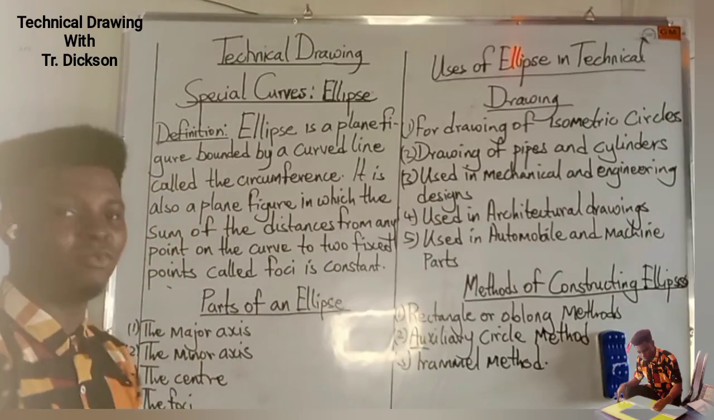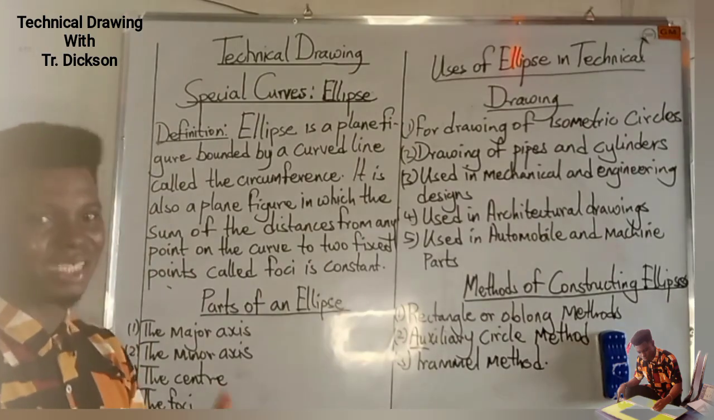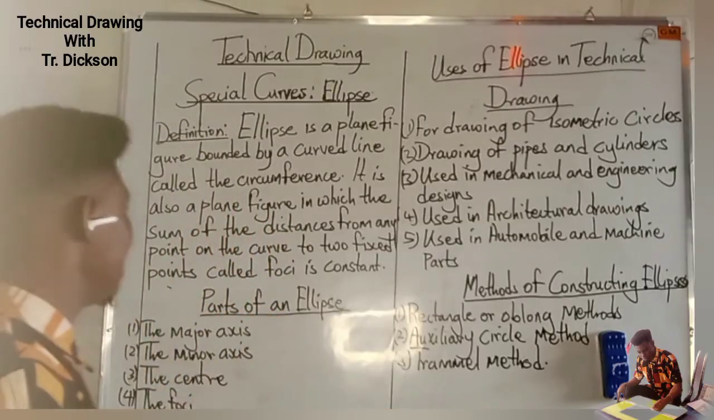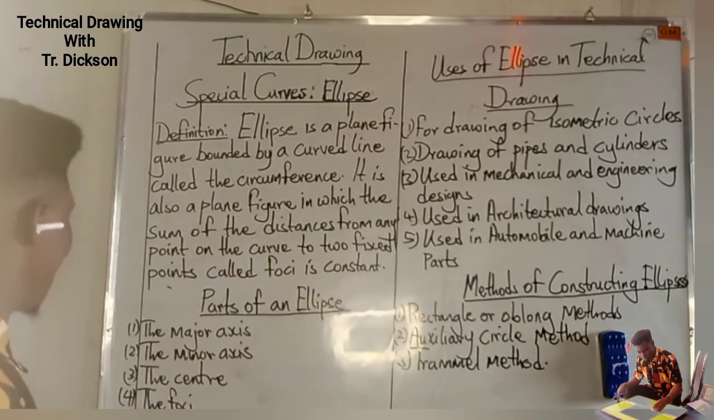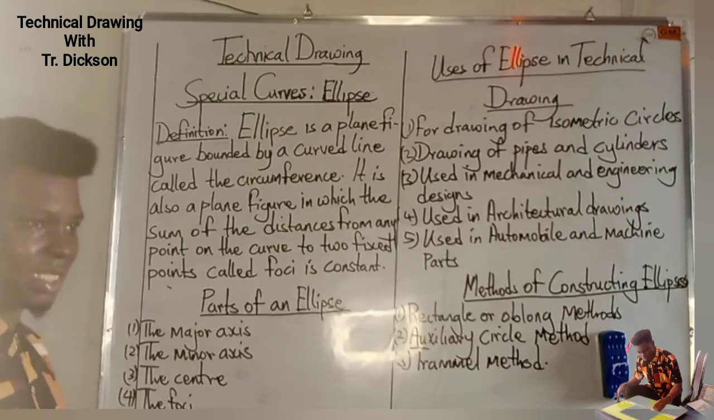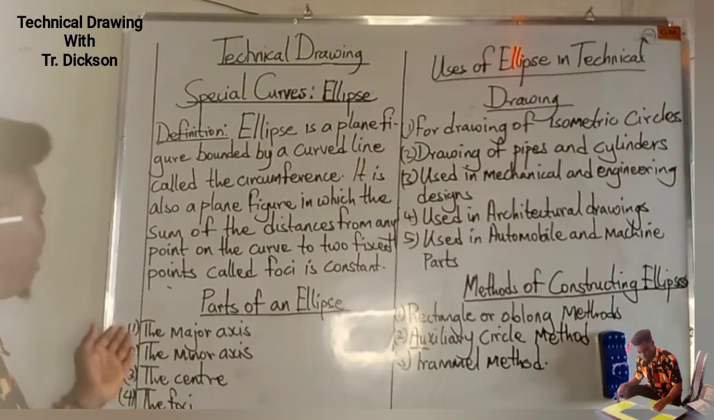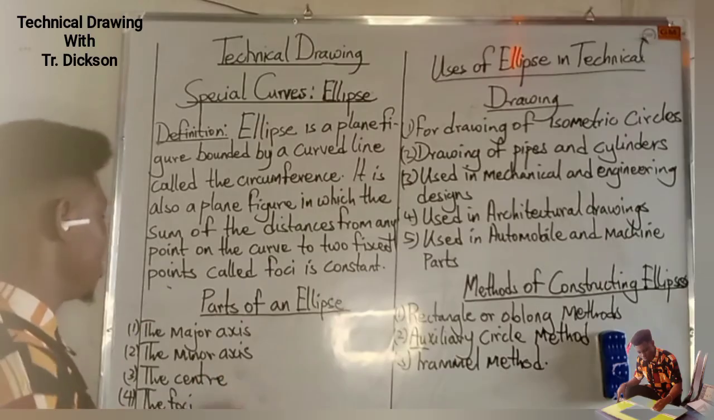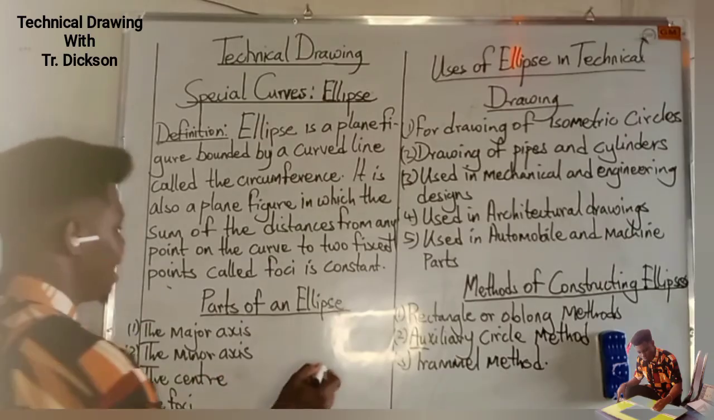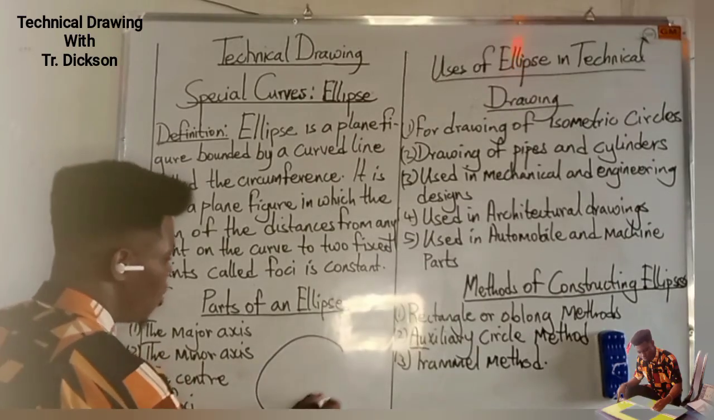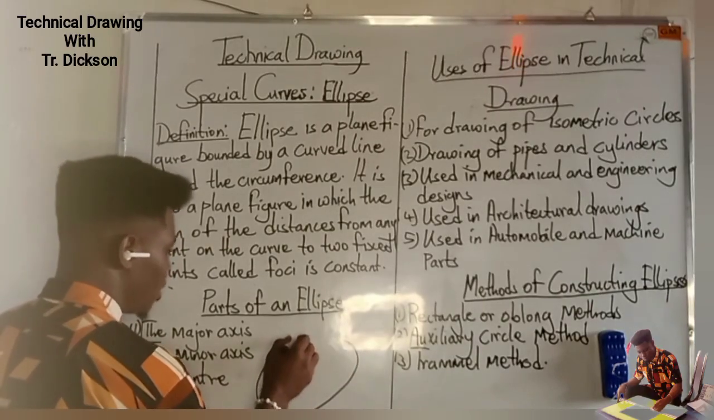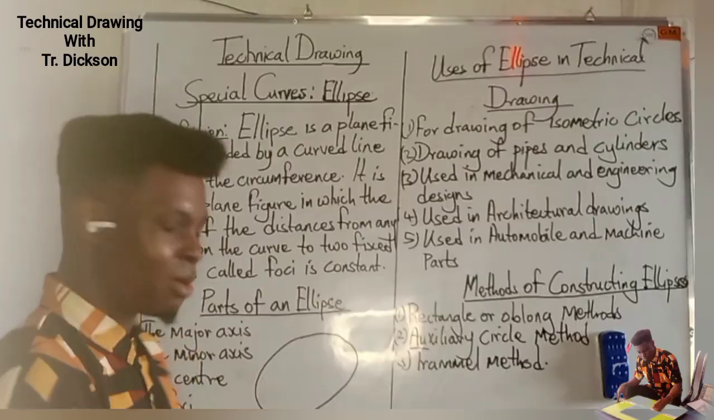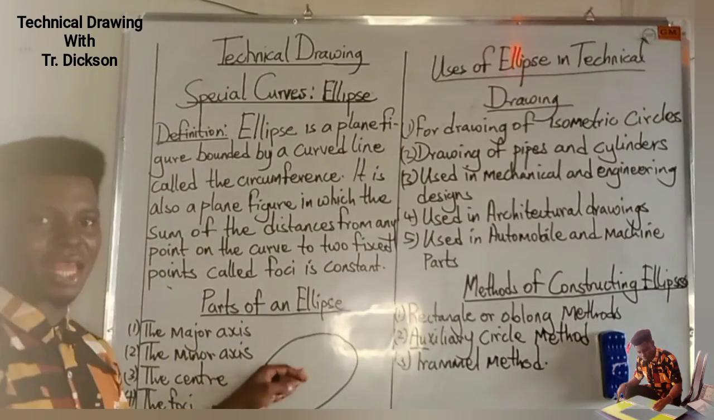In an ellipse, we have what we call the parts. Just like a circle has the circumference, the diameter, the radius, the chord, and so on, an ellipse also has parts, and one of them is the major axis. We also have the minor axis, the center, and the foci. Let me show a little of this. An ellipse looks much like an oval shape. Permit my drawing, this is a freehand sketch. When I do the reconstruction, we're going to get it right. It looks somewhat like this.